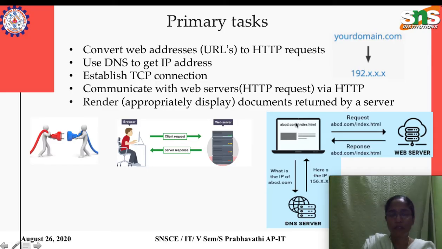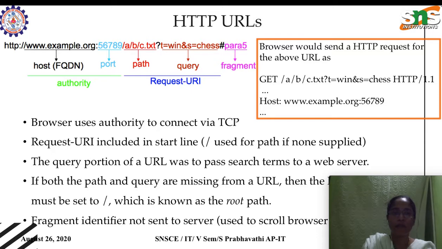If the user is sending a request as abcd.com/index.html, first and foremost it will identify where that abcd.com machine is located. So who will give that location? DNS. So DNS will process the given request and it will send back the correct server IP, and the client machine will use that IP address of the server to get the response from the server. These are the primary tasks of the web browser. And apart from the primary tasks, there are so many additional functionalities available in the browser.